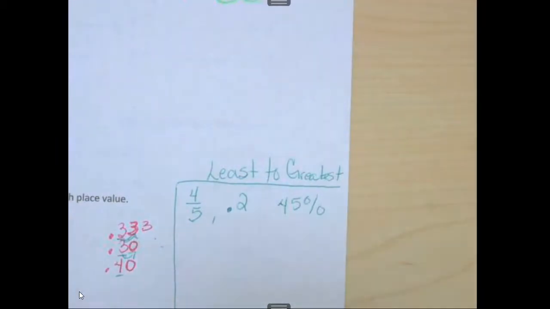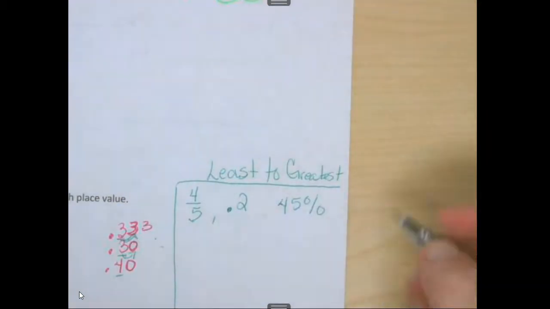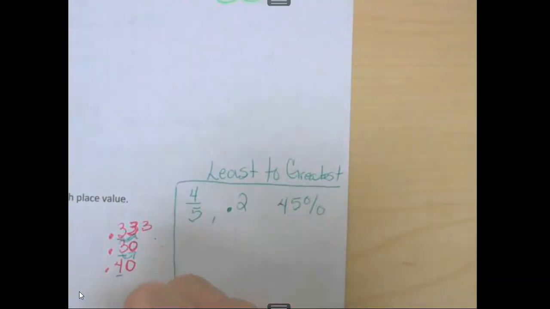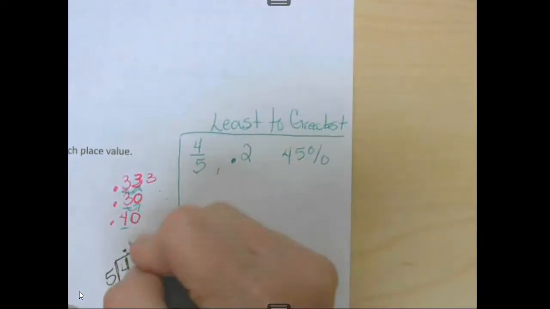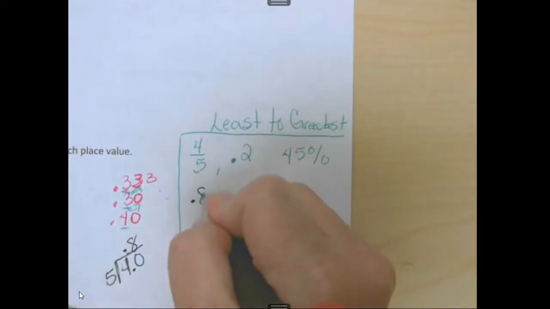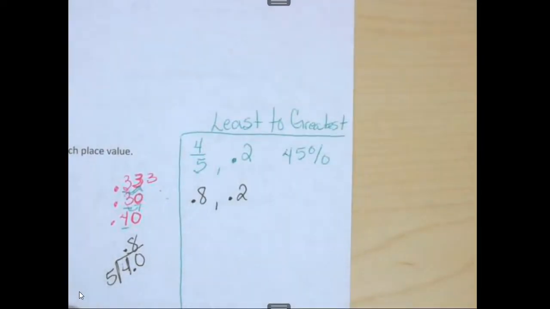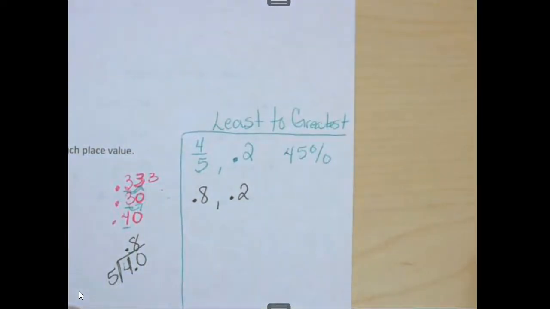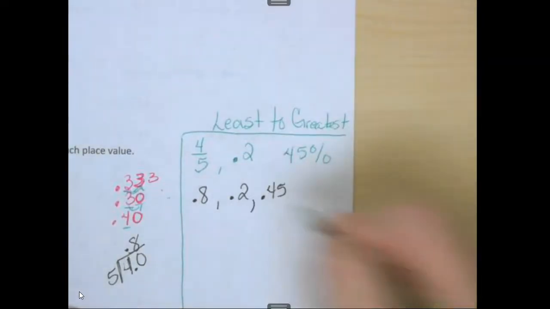What is the first thing I need to do? You need to find out what the decimal is for the fraction of 4/5. Okay, so what is my decimal for 4/5? 4 divided by 5. Good. 8/10. I still have 2/10. 45% will be what as a decimal? 45 hundredths. Very good.